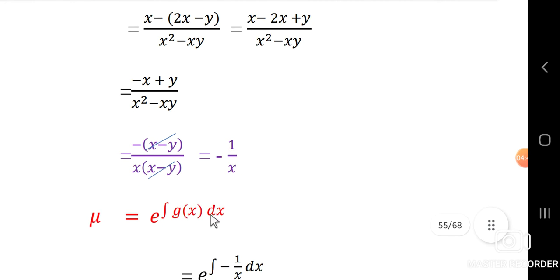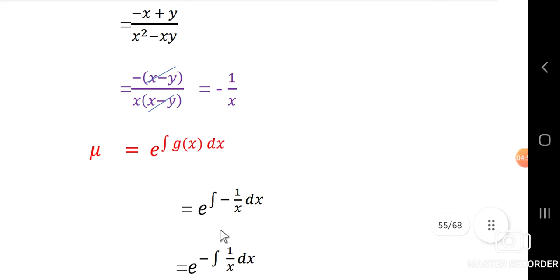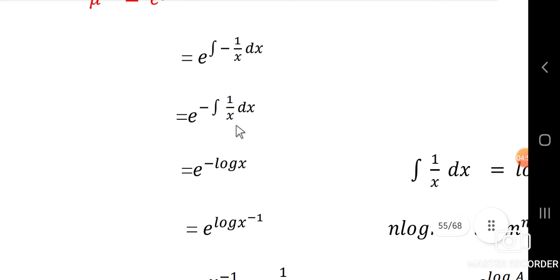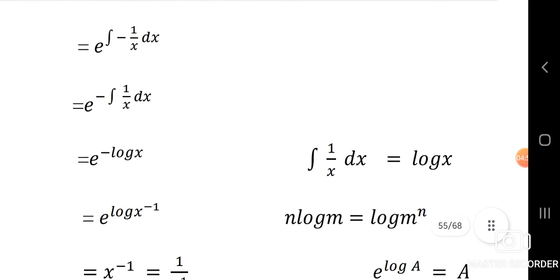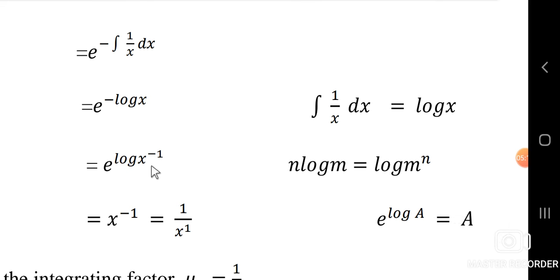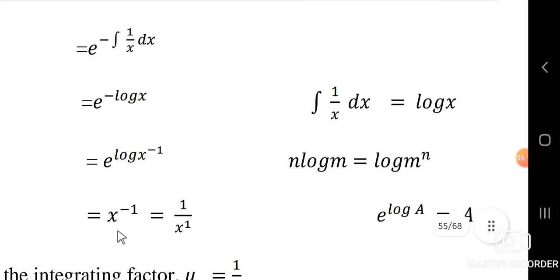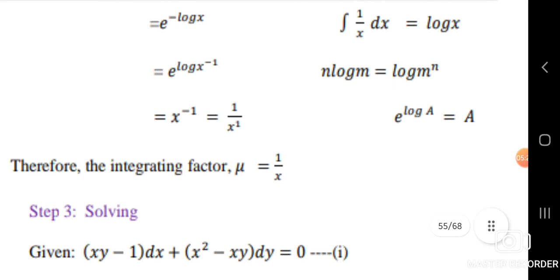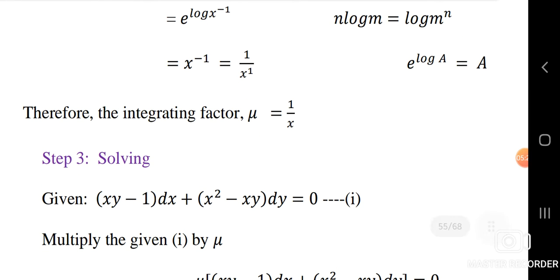Substitute this value of g of x in our mu: e power integration of minus 1 by x dx. So taking minus outside, and integration of 1 by x dx becomes log x, so e power minus log x. Using this rule, and our n is minus 1 here, taking this minus 1 to the top of x, we will get e power log x power minus 1. Using this rule, e power log a is a, so x power minus 1 is 1 by x. So this is our integrating factor. Now we found the integrating factor.